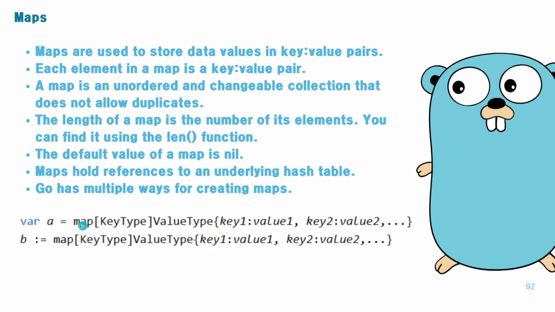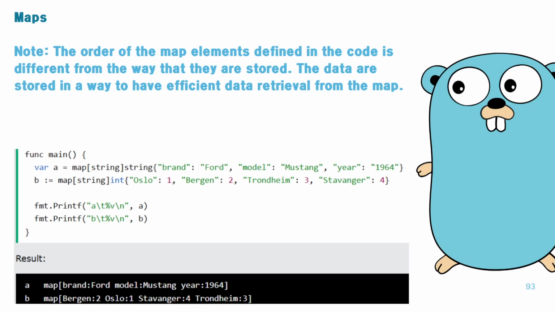So we start with the map keyword, then we specify the key type, then we specify the value type, and then we basically populate the map by initializing it. The note here is the order of the map elements defined in the code is different from the way they are stored. The data is stored in a way that allows efficient data retrieval from the map.